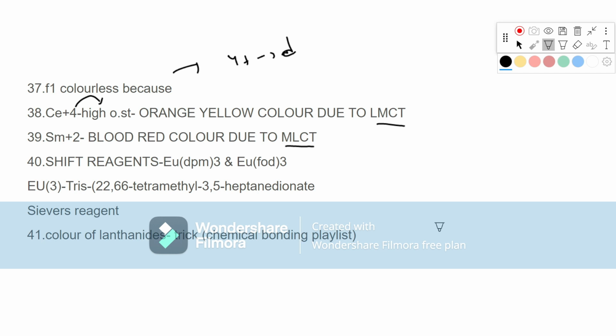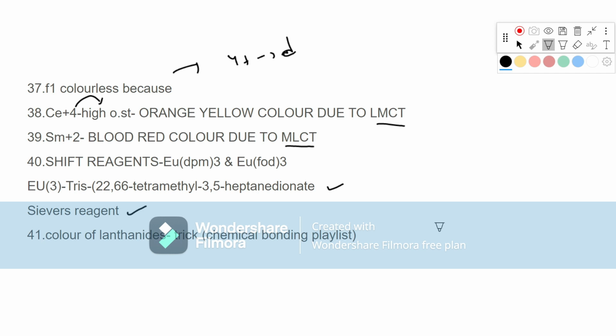So what is the full form of Eu(DPM)3? Europium 3 tris 2,2,6,6-tetramethyl-3,5-heptanedionate. Okay, and this Eu(FOD)3 will be called Sievers' reagent. Okay, so remember these two things also.